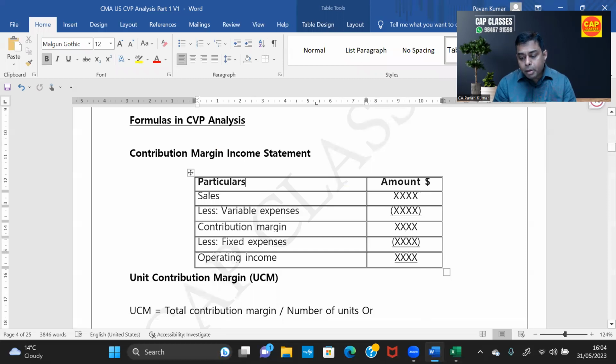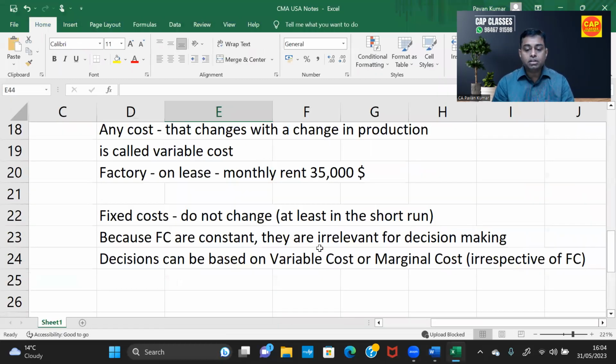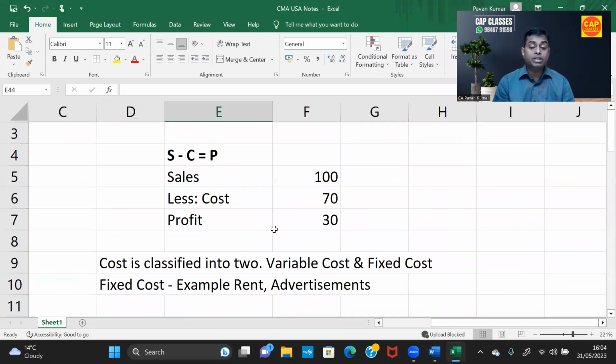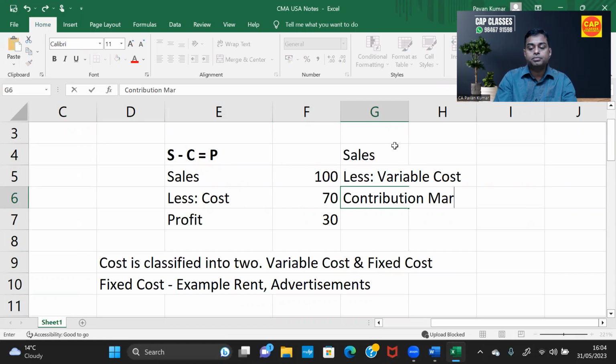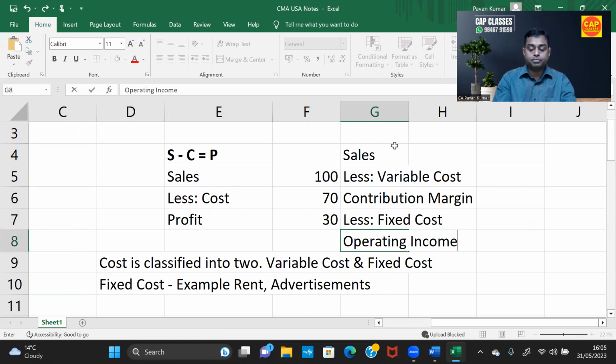Do you remember here I gave you this equation? We started with sales minus cost. Then I said cost is classified into two, variable cost and fixed cost. So instead of subtracting total cost, we subtract variable cost first, and the balance is called contribution margin. From that, less fixed cost, and then this is called operating income.